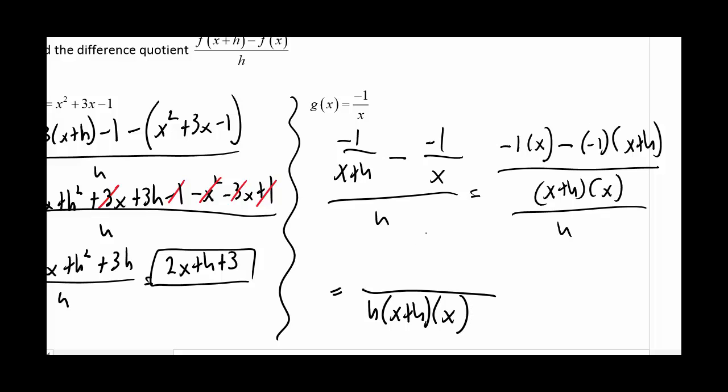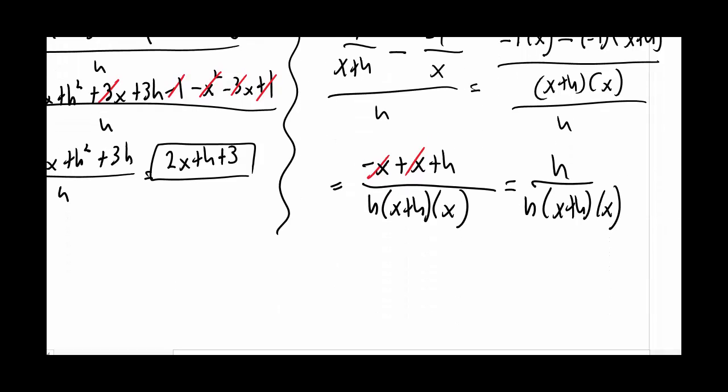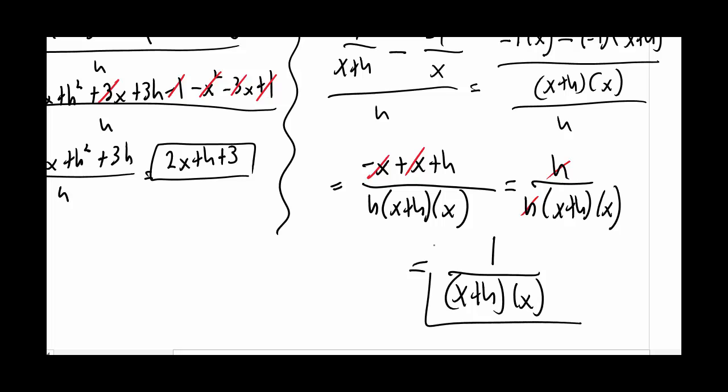And then I can just distribute that in there. So I get the negative x plus x plus h. And I notice that the x's cancel out, and I'm left with h over h times x plus h times x. And notice that the h's divide out. And so I am left with 1 over x plus h times x. And so that's our difference quotient for that one.